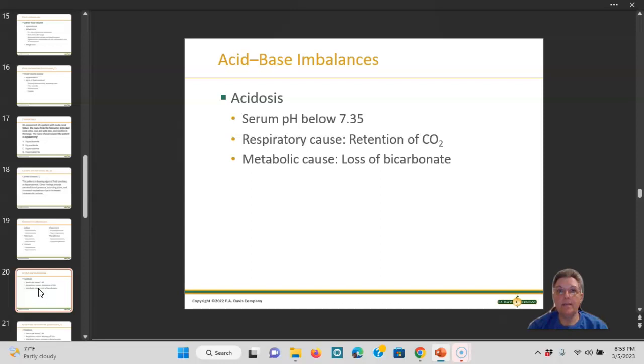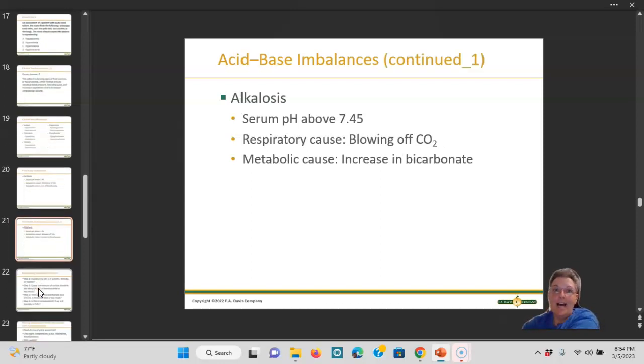In acidosis, the pH will be below 7.35, and that's caused by a retention of CO2. So a respiratory issue will have an increase in CO2. If it's a metabolic issue, there will be a loss of bicarb. Okay, we'll talk more about this because it's very confusing. A loss of bicarb means the number will be low. The increase in CO2 means the number will be high.